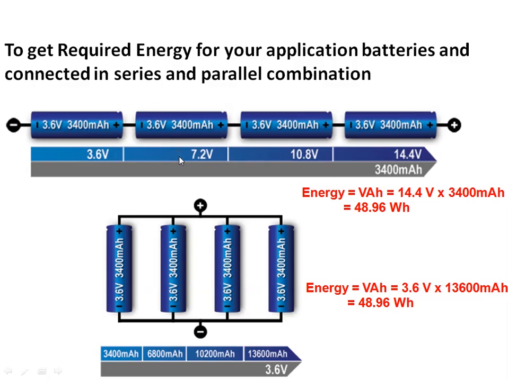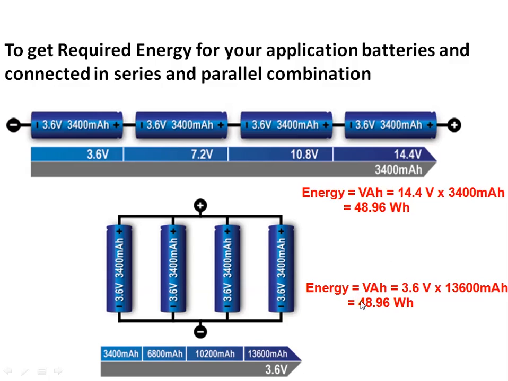So if you want high voltage in your application, then all these are connected in series, and finally we get 3.6 into 4, which is 14.4 volts. In this case the current will be the same. So energy, which is voltage into current into hour, that is time, will be 48.96 watt hour. And if your application is not demanding high voltage, then these are all connected in parallel like this. In this case the voltage will be the same, but the ampere hour will be multiplied, so 3.4 Ah into 4.